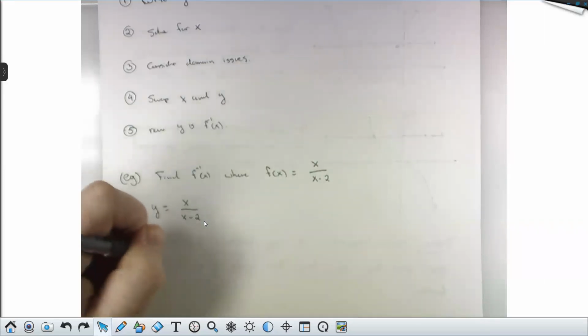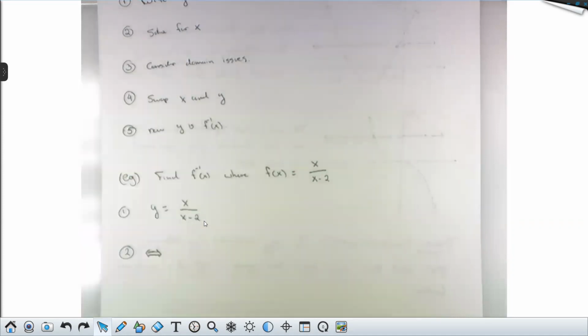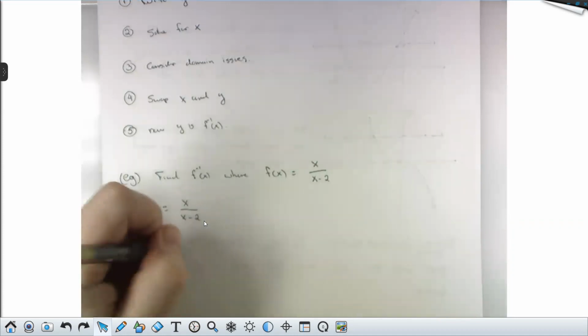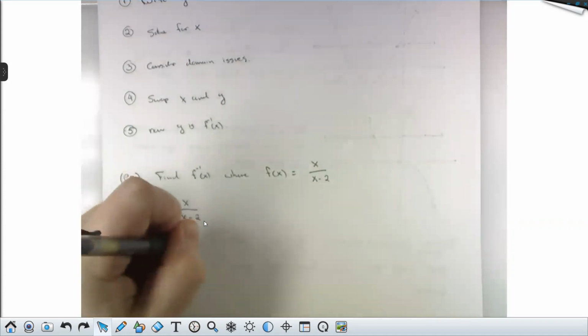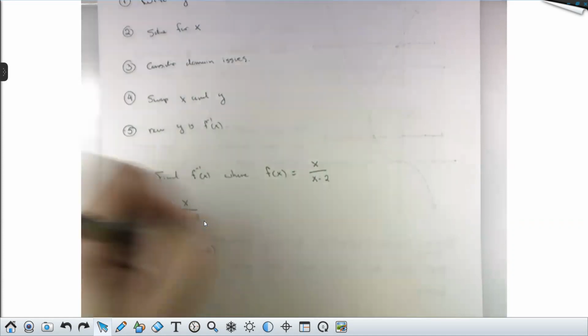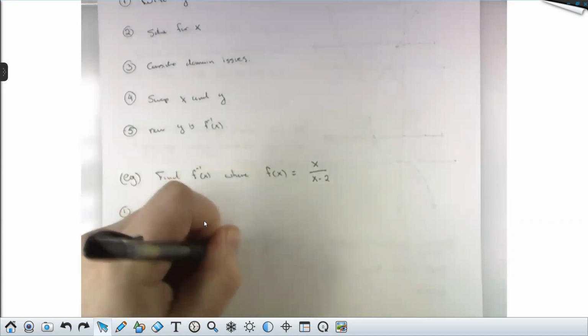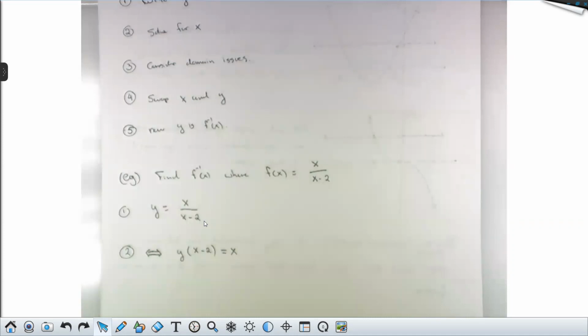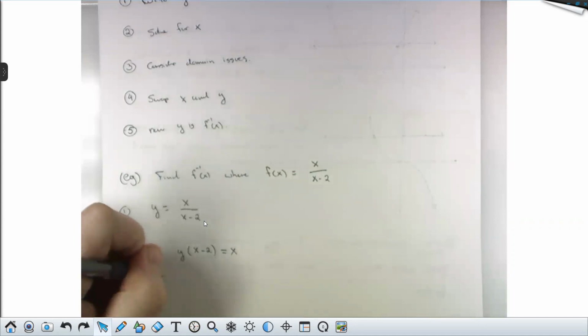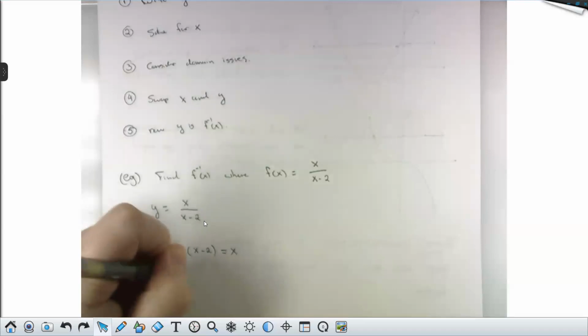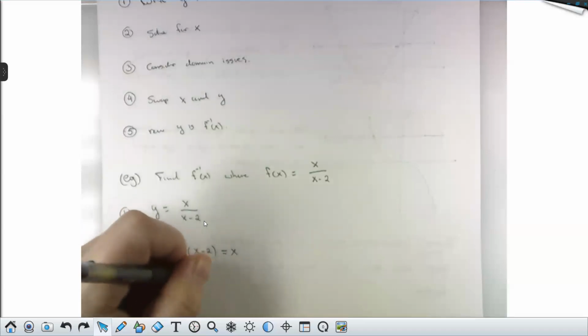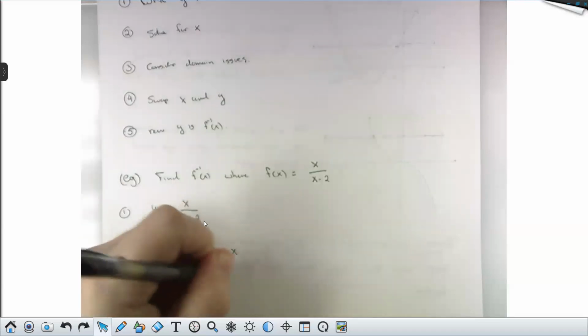The secret is cross multiply, get rid of all the denominators, and then pull every term which has an x to one side and every term which doesn't have an x to the other side. So if I cross multiply, I get y times parentheses x minus 2 is equal to x. Multiplied both sides by x minus 2. Then I'll distribute that y. So I'll have yx minus 2y is equal to x.